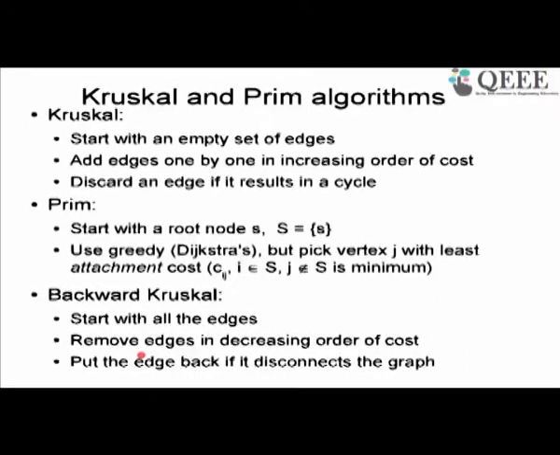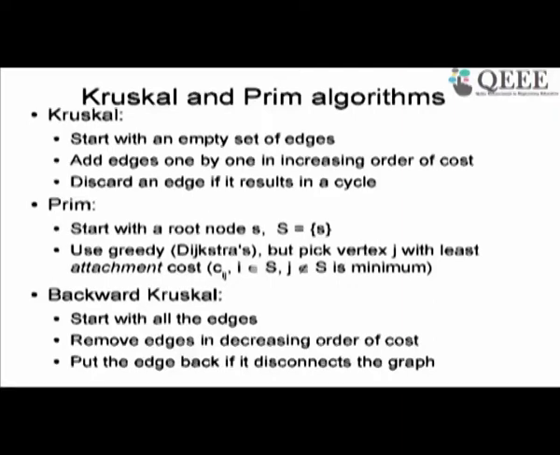When will you stop throwing out edges? If throwing out an edge makes the graph disconnected, don't throw out the edge. Keep throwing out edges in decreasing order of cost, and if removing an edge makes the graph disconnected, don't discard it. Okay. Like this you keep coming down from highest weight to lowest weight, and you stop when all the edges have been examined, and then that algorithm will also return a tree, and that tree will have minimum cost. It's called backward Kruskal. Okay.